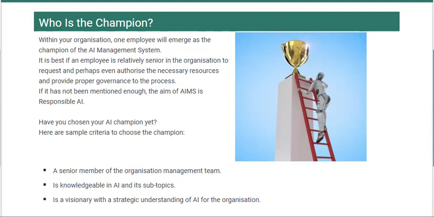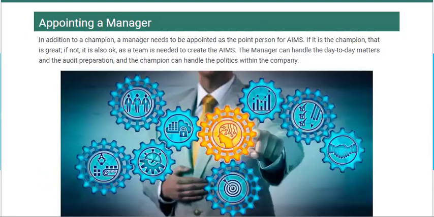Appointing a manager. In addition to a champion, a manager needs to be appointed as the point person for AIMS. If it is the champion, that is great. If not, it is also okay, as a team is needed to create the AIMS. The manager can handle the day-to-day matters and the audit preparation, and the champion can handle the politics within the company.